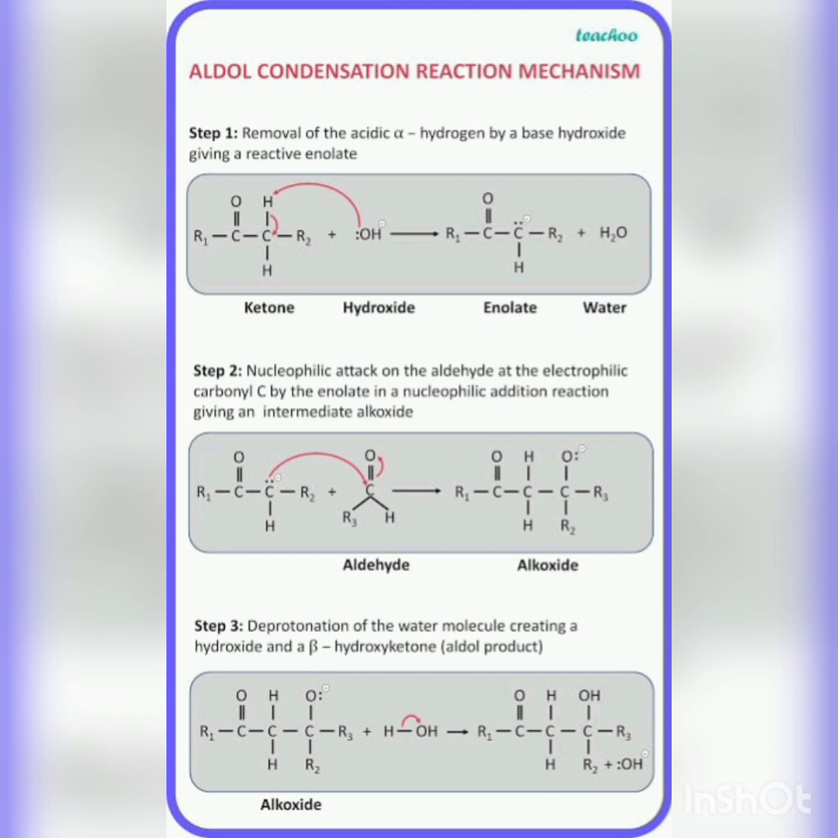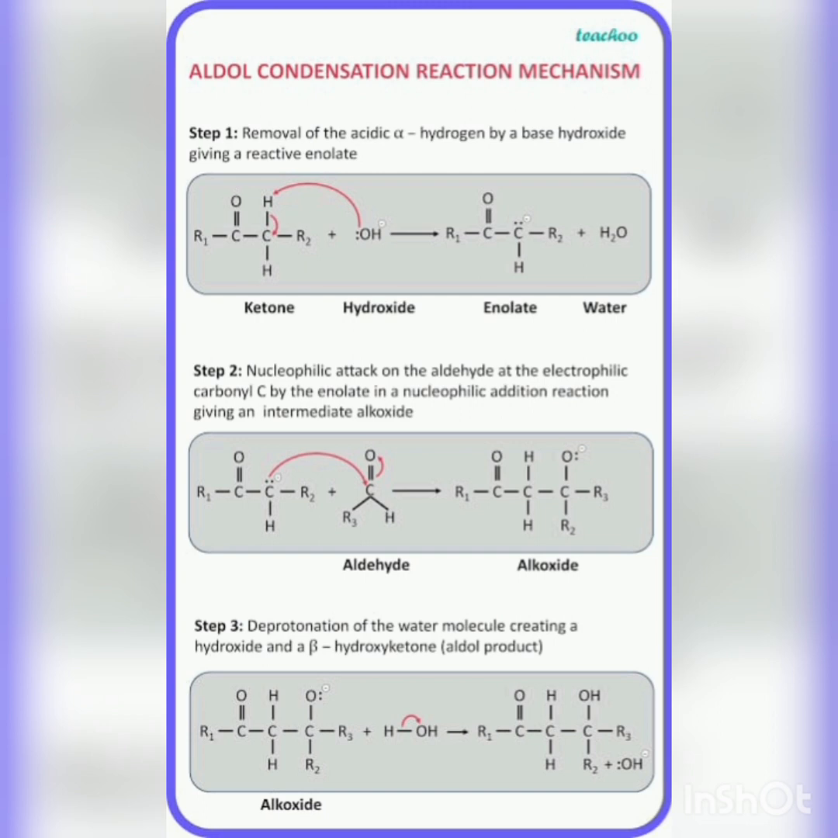Step 2 is the nucleophilic attack on the aldehyde at the electrophilic carbonyl carbon by the enolate in a nucleophilic addition reaction, giving an intermediate alkoxide. The enolate is already formed here. There will be a nucleophilic attack on the aldehyde at the electrophilic carbon by the enolate, in a nucleophilic addition reaction giving an intermediate alkoxide compound, that is R1 C double bond O CHR2 plus R2 CHO, that is the aldehyde.